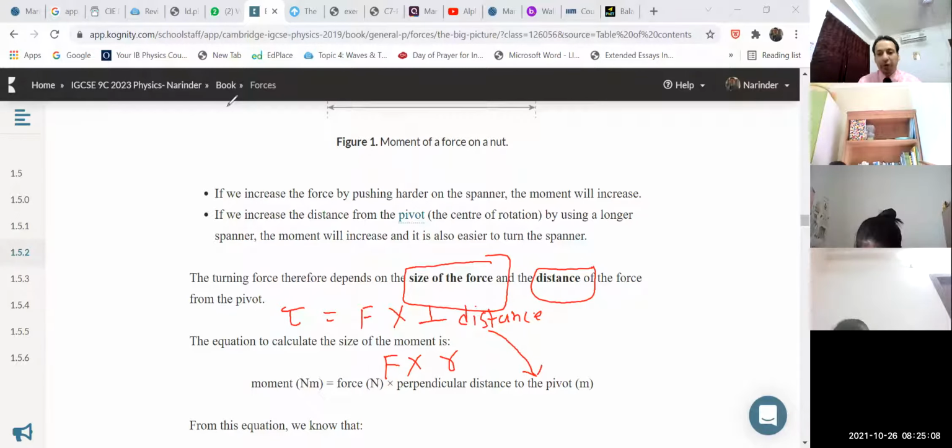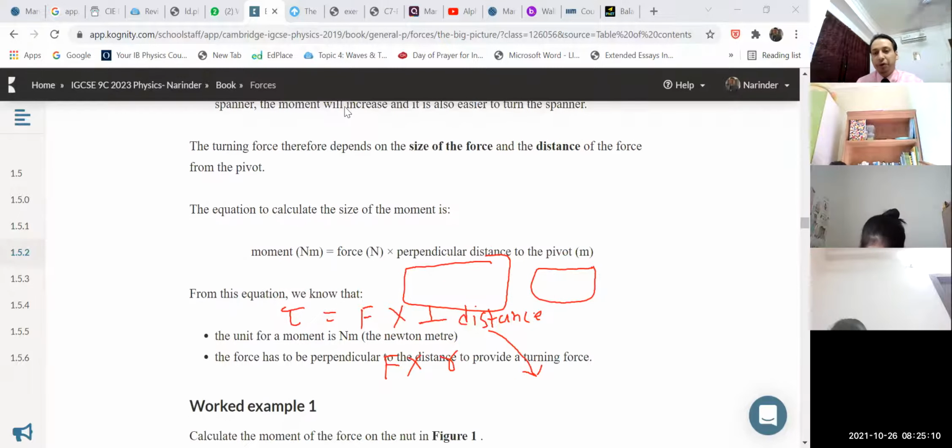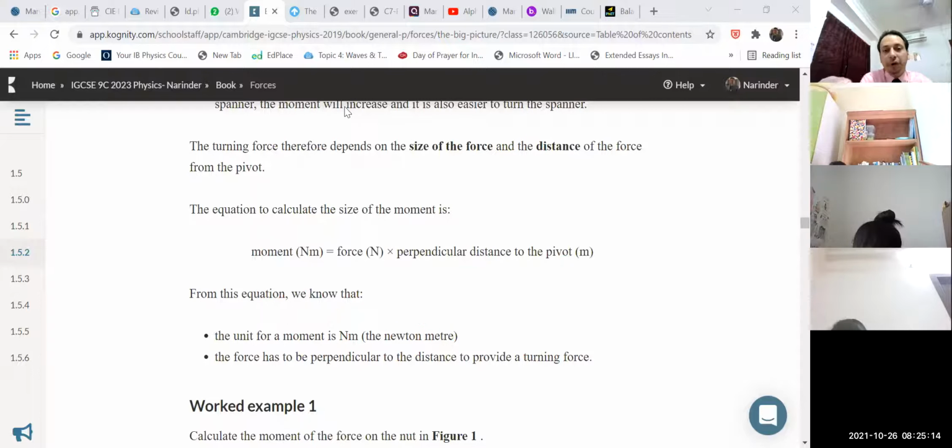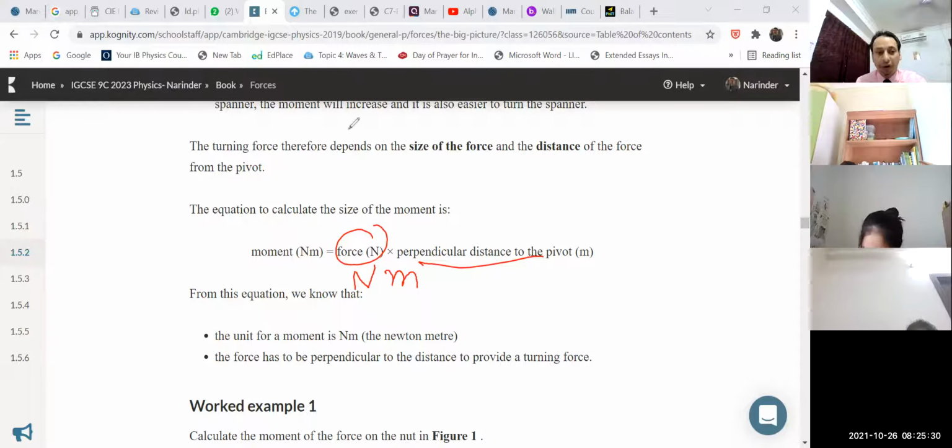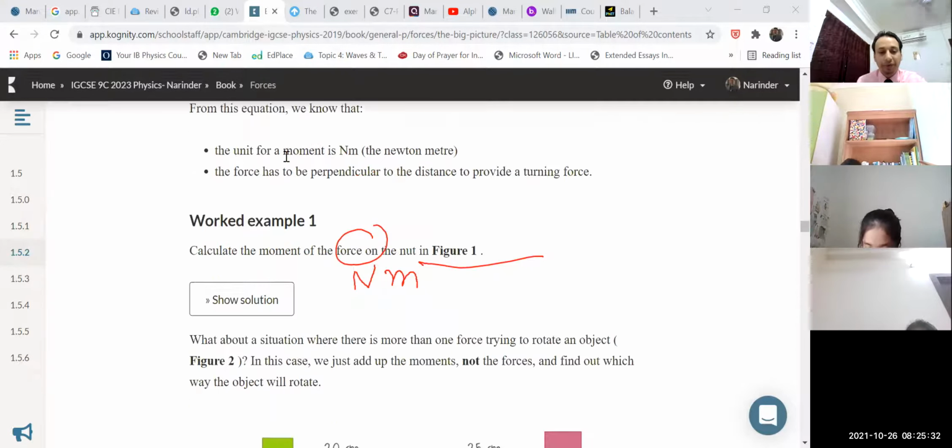One more point you have to remember. Come to the unit of moment. If the equation of moment is force multiplied by perpendicular distance from the pivot, then the SI unit of force, we know, is Newton, and the SI unit of distance is meter. So Newton multiplied by meter is the unit of moment. Please remember.